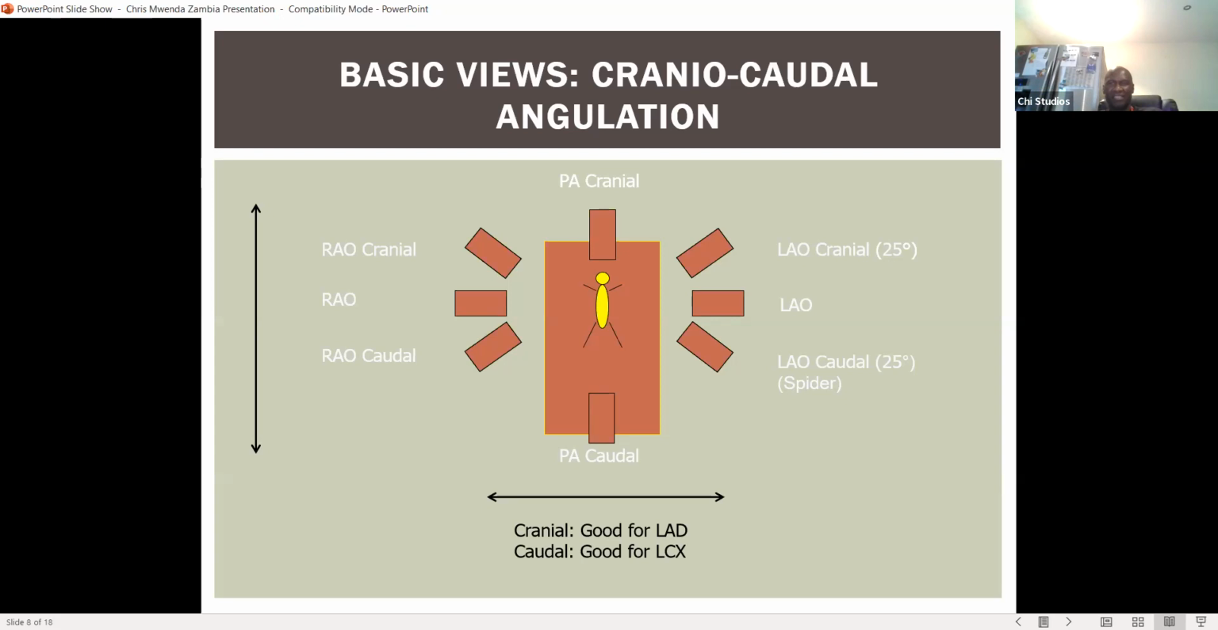You have got a right anterior caudal, which is a very good view if you are assessing the circumflex. And the RAO, this is just a straight one. We use this view in most cases when we are doing a grafted vessel. And we have right anterior cranial. This view is good when you are doing the LAD, the left anterior descending artery, more especially if there is a narrowing in the proximal aspect of the heart.